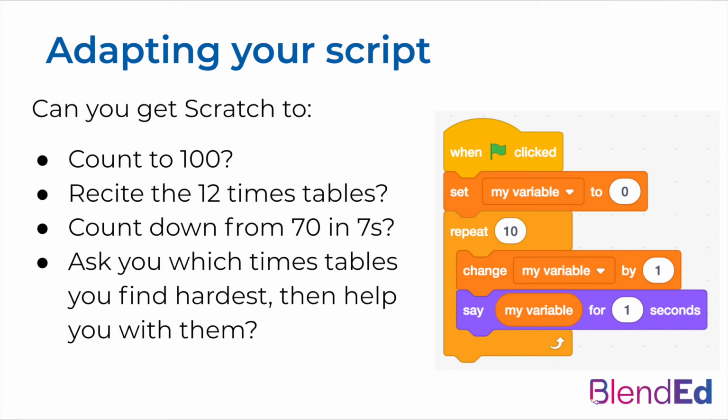Could you get it to recite the 12 times tables? Well, if it's reciting the 12 times tables, then instead of going up by 1 every time it counts, it needs to go up by 12 every time it counts. So that means that the change variable number is going to need to be 12 instead. Could you count down from 70 in sevens? Well, one part of that we've already thought about a little bit. Counting in sevens would involve changing this block, the change my variable block.